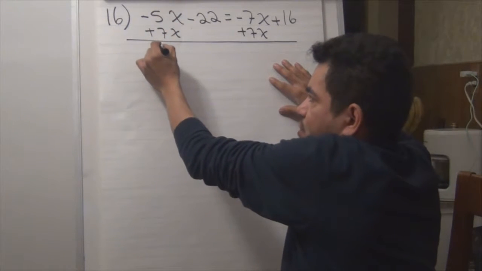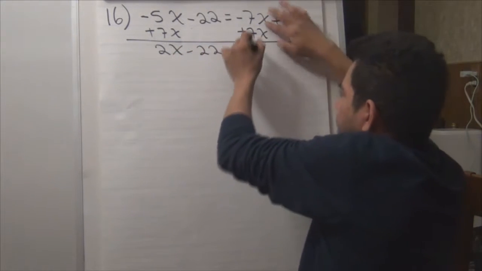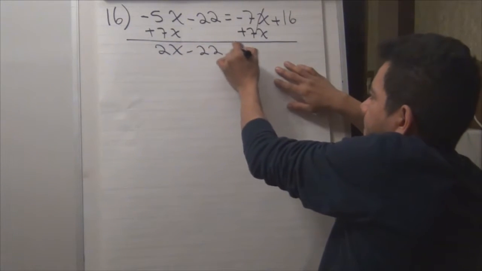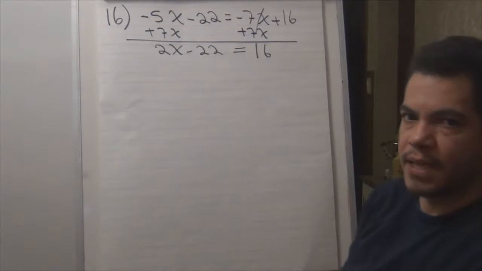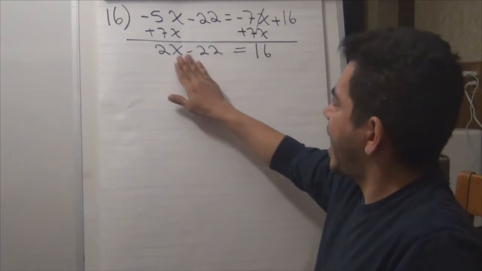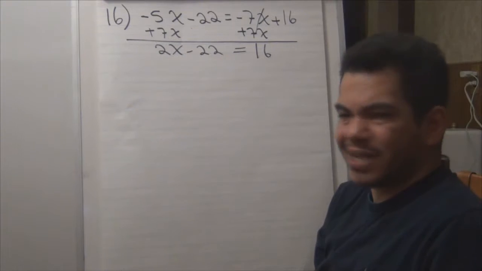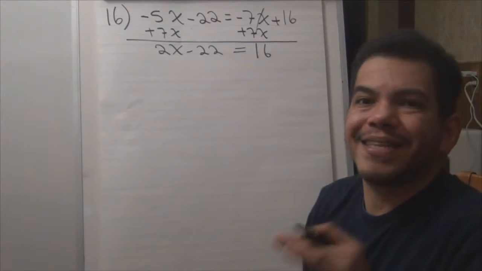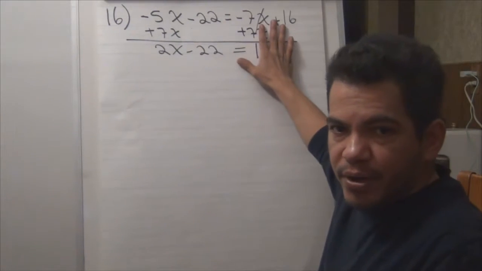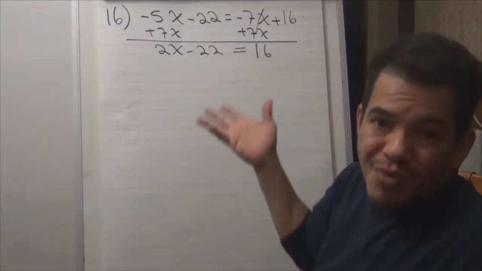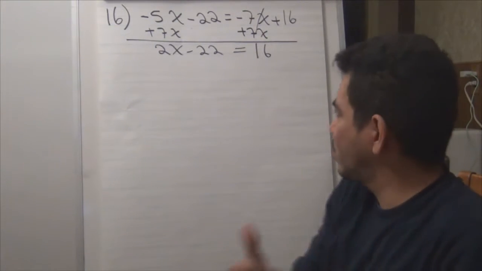-5 plus 7 is 2, so I have 2x. Bring down the 22. Cancels out, becomes 0. Equal sign, and then this is 16. Okay. And now I have only two operations, multiplication and subtraction. So guess what? In any way, it's always the case. After you get rid of the variables on both sides, then guess what? You're going to use the additive inverse and the multiplicative inverse. Okay? Cool.